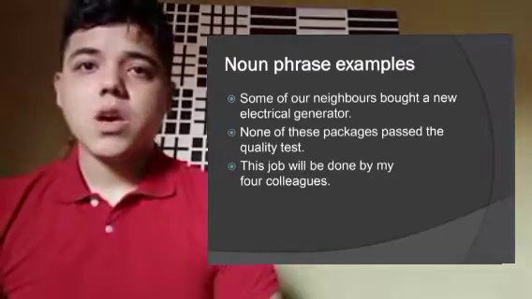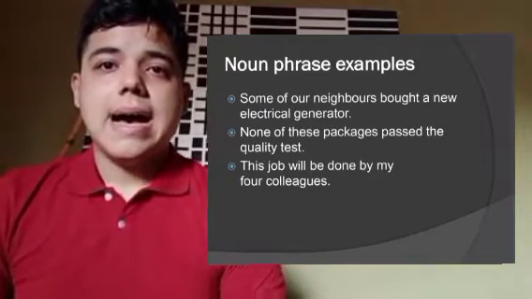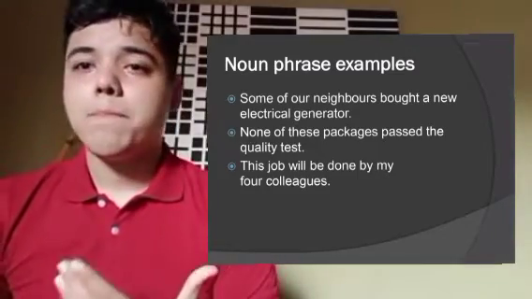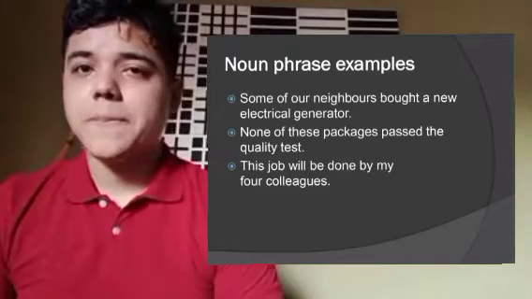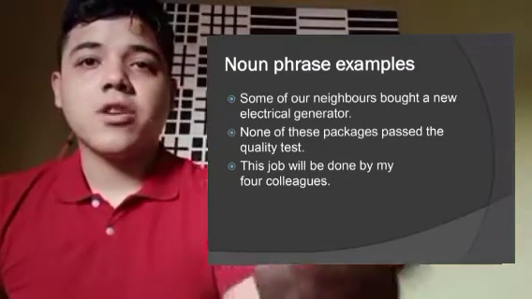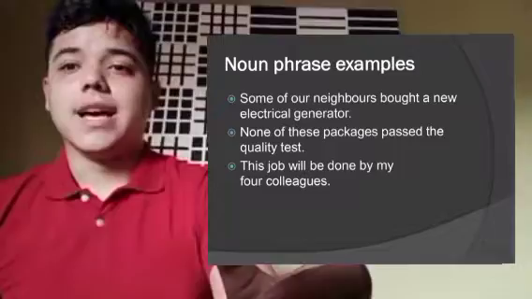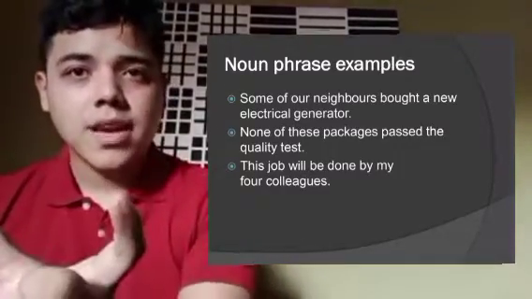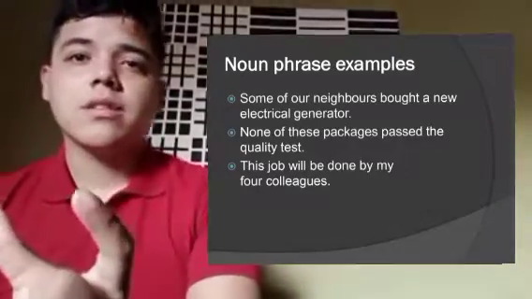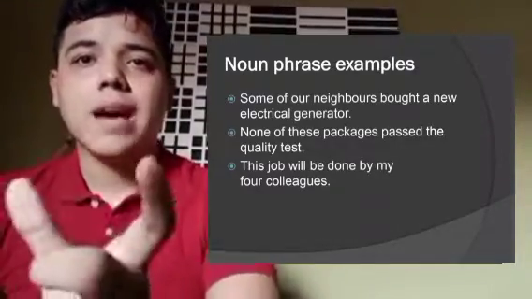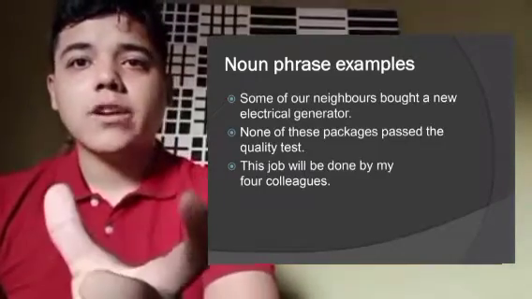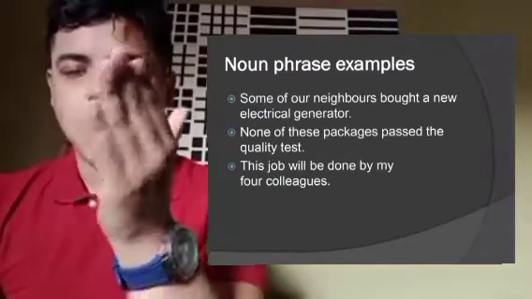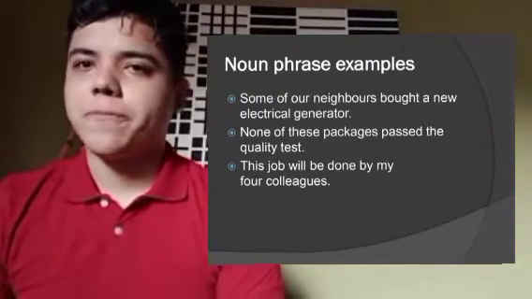So we have some of our neighbors, that works as a pre-modifier, sorry. And we have the predeterminer, which is some of, the central determiner, which is our, and our noun, that is neighbors. Neighbors works as a noun, and that's how we form a noun phrase. And our head, which is the thing we are describing, is to buy a new electrical generator.